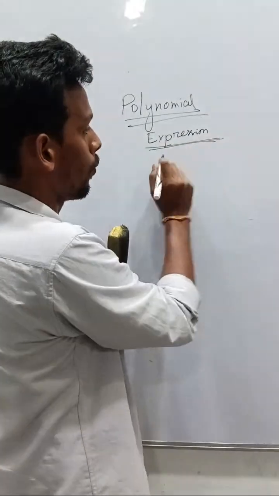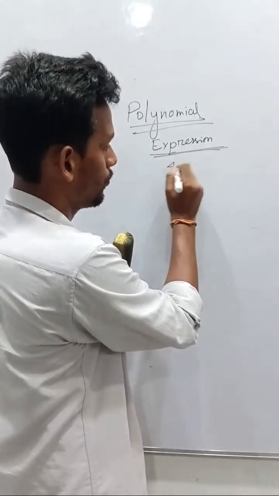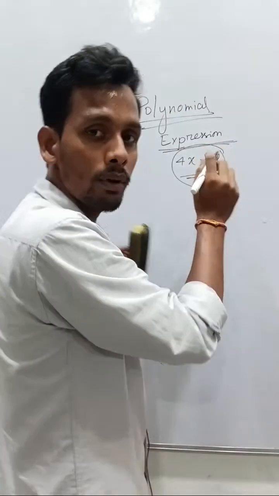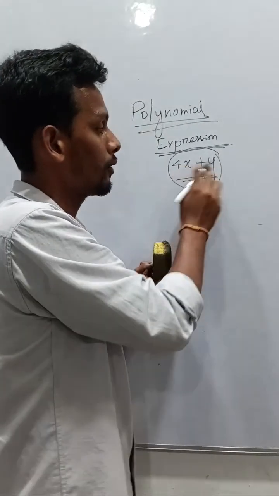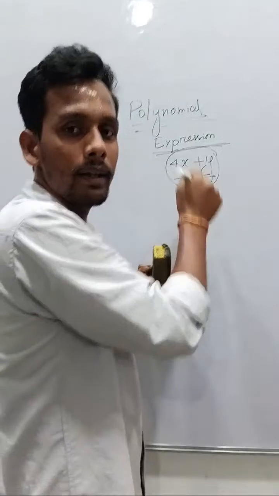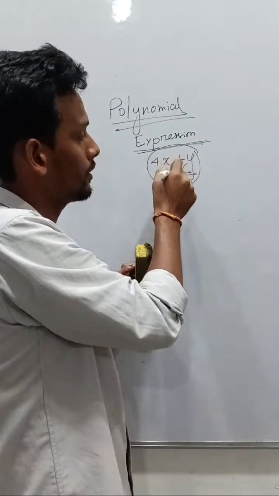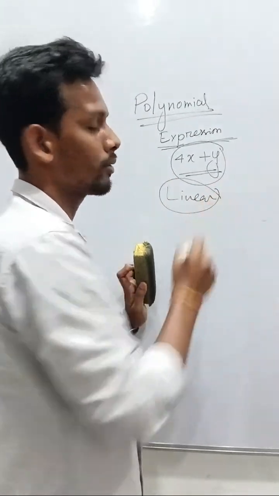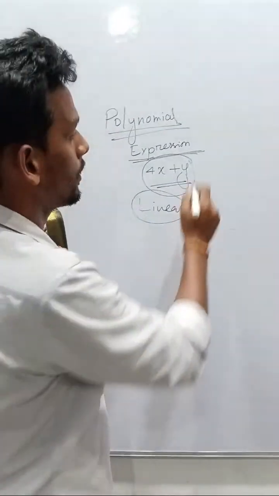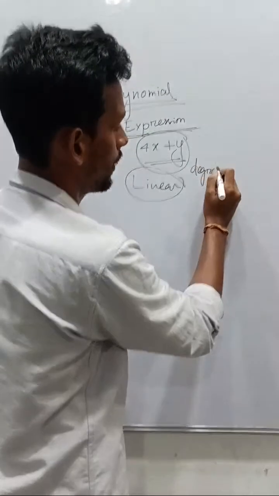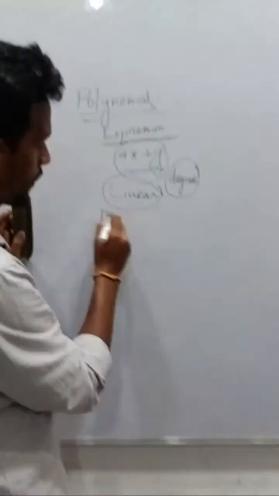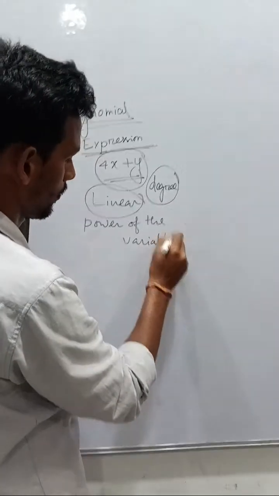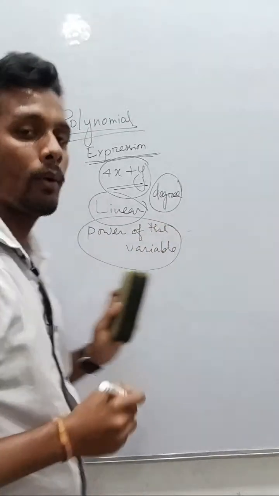Now, one expression is there, 4x plus y. This polynomial has two terms, but we should also call it an expression because there are two variables. In class 9 and class 10, in these math chapters, you will learn only the linear polynomials. What is linear? Linear is based upon degree. Degree means the power of the variable.